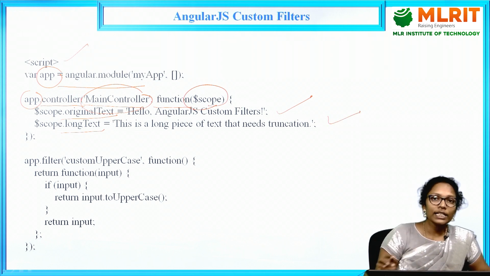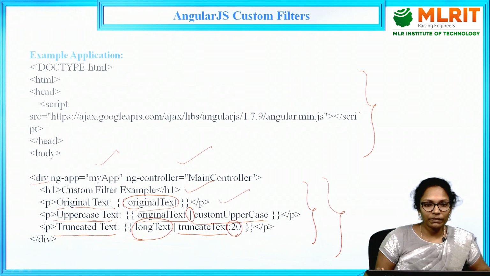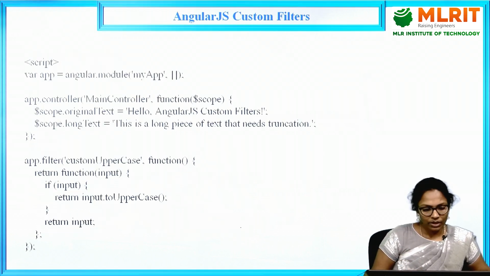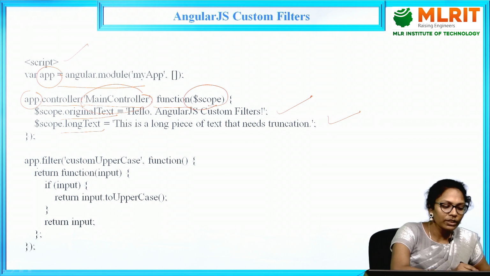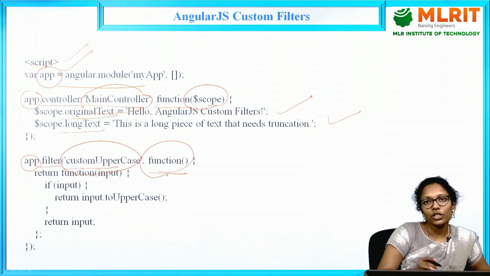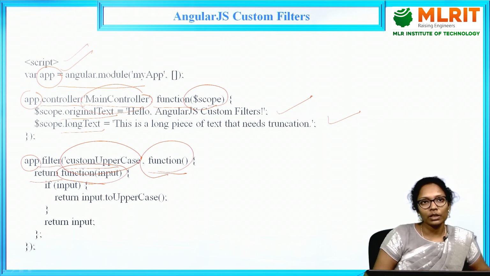Now I need to create my own filter. Two unknown variables we have written, but now I need to define the two unknown filters also. We have used two user defined filters here. One is the customUppercase filter and the other one is the truncateText filter. So how to define a filter? app.filter, for the same app, which takes two parameters: the name of the filter which you are calling, and the second one is a function without any parameters. This function is returning something, and it takes one input, which is nothing but the expression.